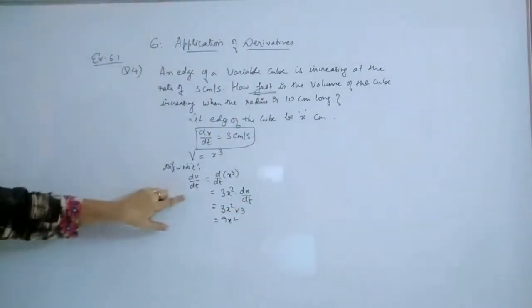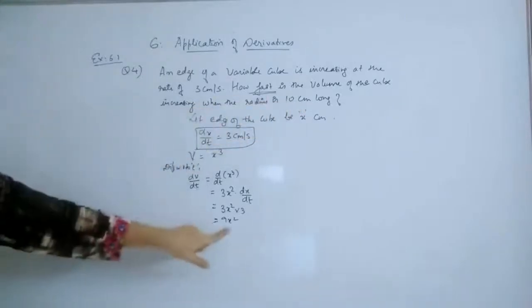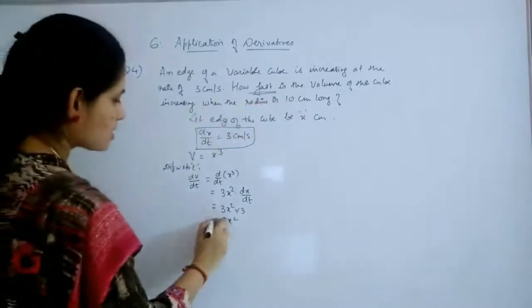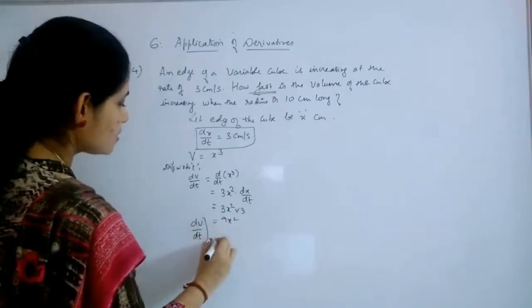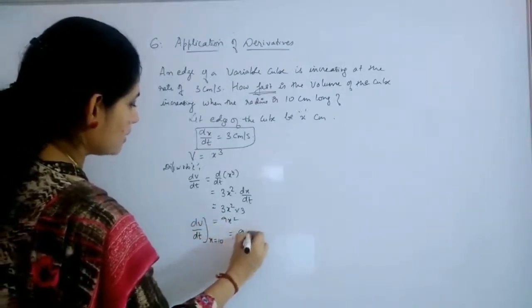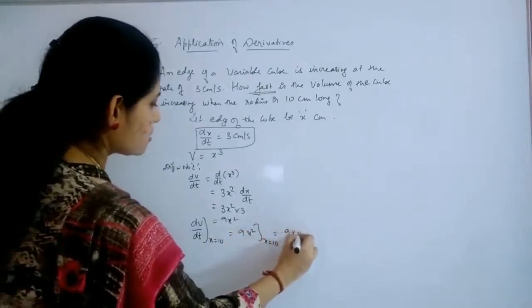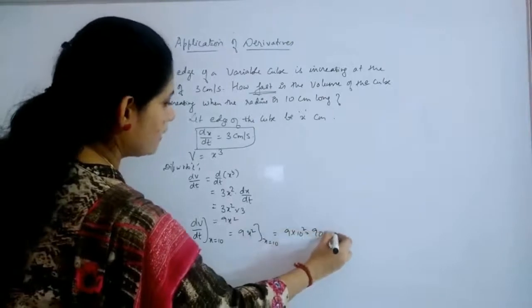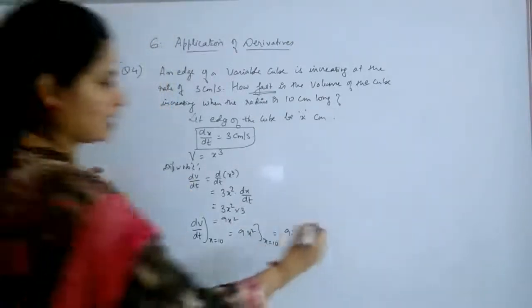Now dV by dt you have to find out when the edge is 10 centimeter long. So just replace your x with 10, so that you will get dV by dt when x is equal to 10 will be 9x square when x is equal to 10, or it is 9 into 10 square, 900. Unit will be centimeter cube per second.